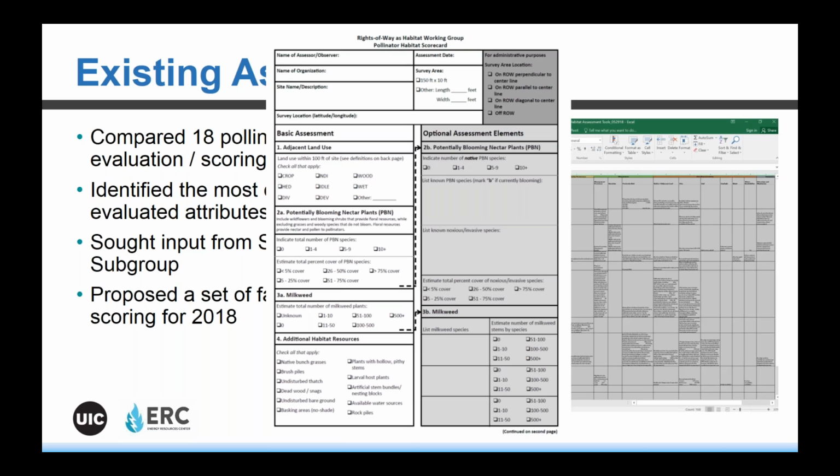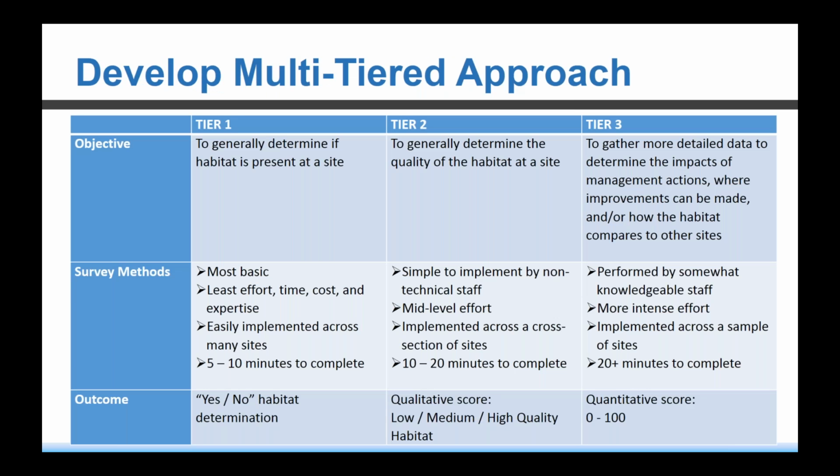And so at our last working group meeting in October, we decided to introduce this idea of a third tier. We're working towards having a very basic Tier 1 that would provide a very simple assessment and, as a result, has a very simple outcome. The outcome of the score is essentially: looks like you might have habitat, or looks like you might not.